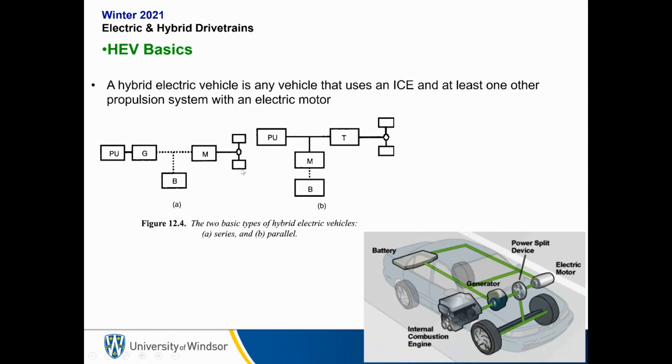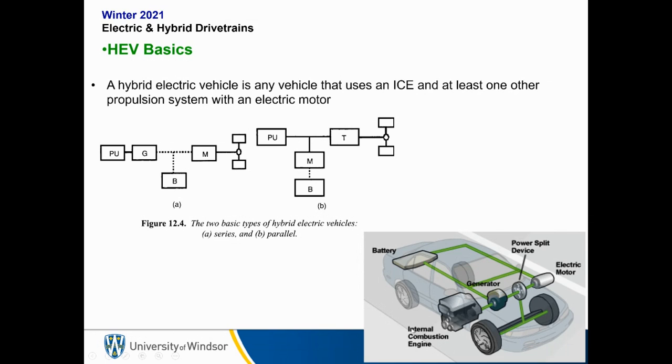Now, there are two overall types of hybrid electric. There's the series and there's the parallel. In the series, the motor is in line with the internal combustion engine. In other words, you can't have one drive without the other. In the parallel, you have them split so that the motor and the internal combustion engine can work independently to drive the vehicle.